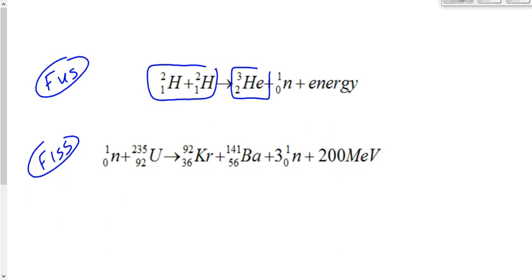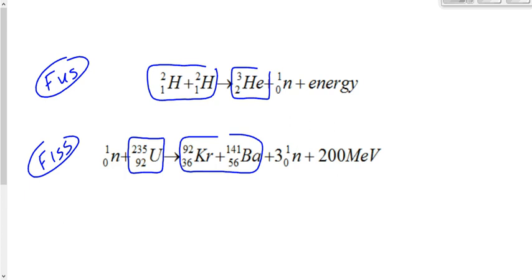Whereas in the bottom one, we are taking... Yes. Fission means splitting. So we're taking one heavy nucleus and splitting it into two light nuclei. Now, there's some neutrons and some energy involved here, and that's important, but it's not so important in determining what type of reaction it is. We just want to look at the bigger nuclei.